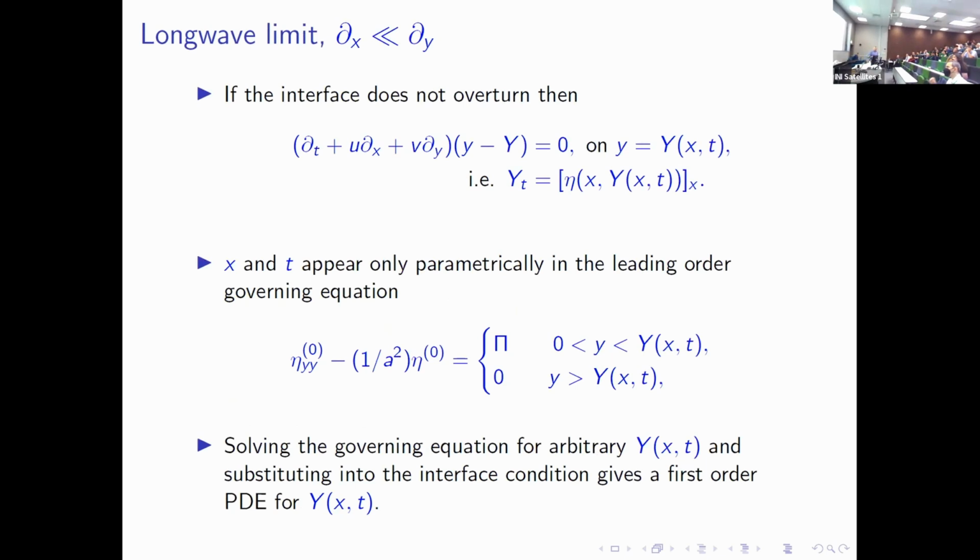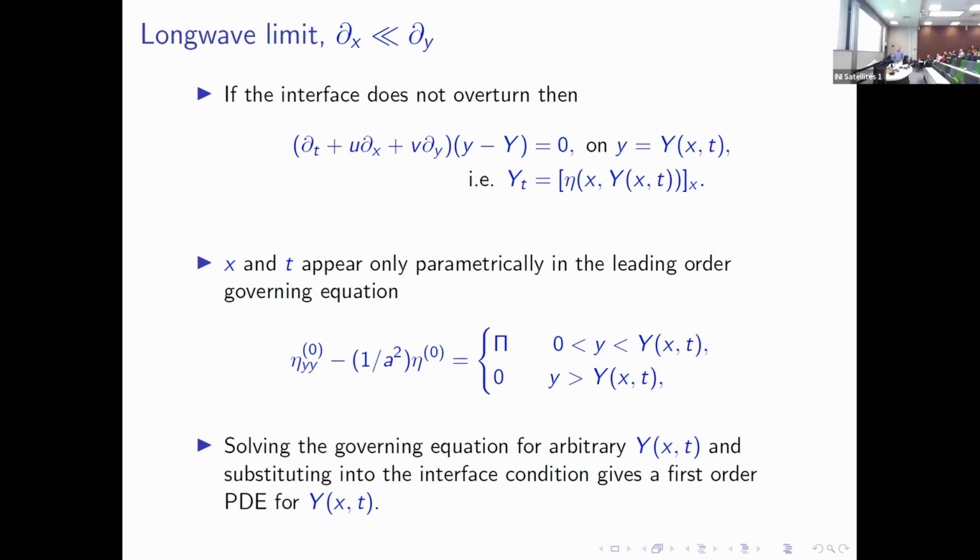How do we turn this into a long wave equation? First of all, the interface condition is the same as on water waves. A particle on the surface remains on the surface. A particle on the interface between the current and the open ocean stays on the interface. So that's the interfacial condition.